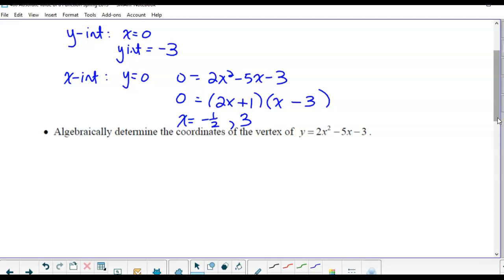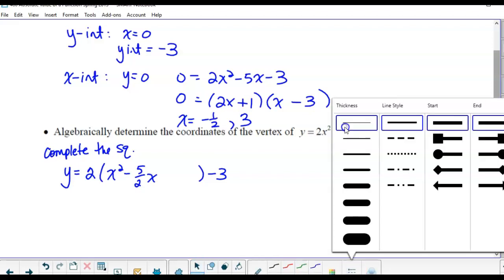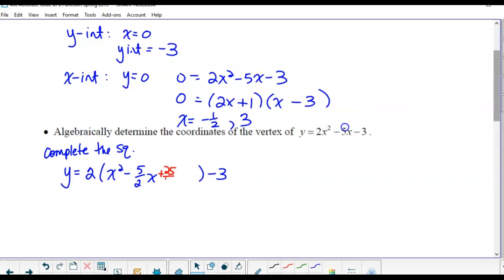Or you could complete the square on it. So you decide what you're going to do. Okay, so if you decide that you want to complete the square, then remember you factor out the 2. And then take half of 5 over 2, 5 over 4, and square it. So 25 over 16 minus 25 over 16.